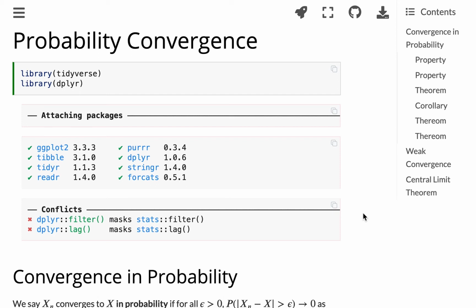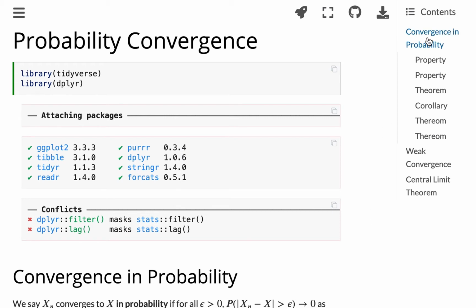Today we're gonna talk about a little bit larger topic, which is probability convergence. I'm gonna go through the sections I'm gonna talk about today, so you can jump over the sections you are interested in and skip those that you already know.